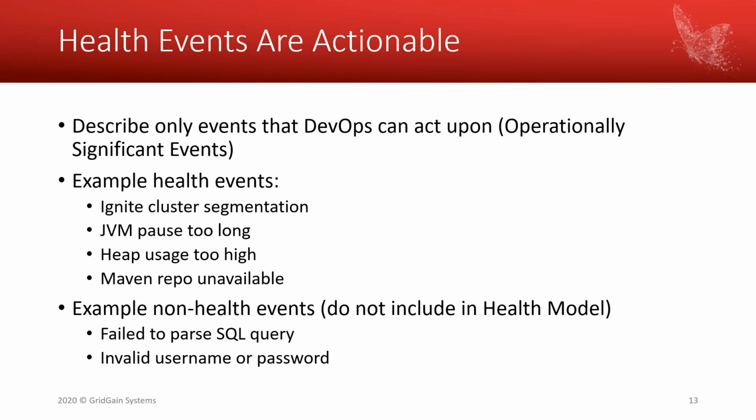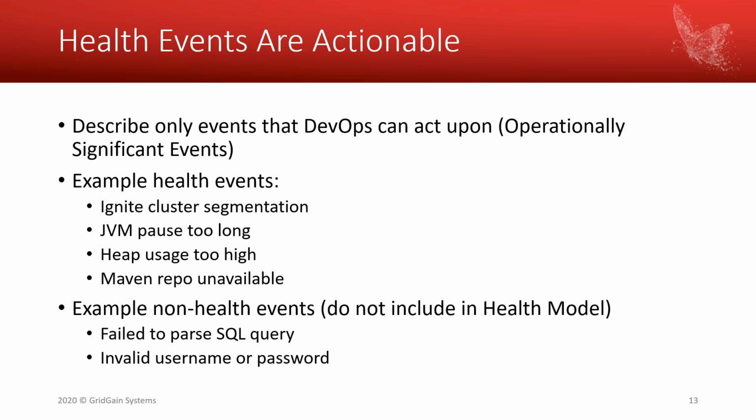Events, I mean, event is a very popular word. It's very overloaded. So what is specific to health events? First, health events are actionable. You need to describe only those events which are interesting for DevOps, that DevOps can do something with. Sometimes in the literature, they're called operationally significant events. What are some examples of operationally significant events? For example, Ignite cluster segmentation, JVM pause is too long, heap usage too high, Maven repo is unavailable or whatever.